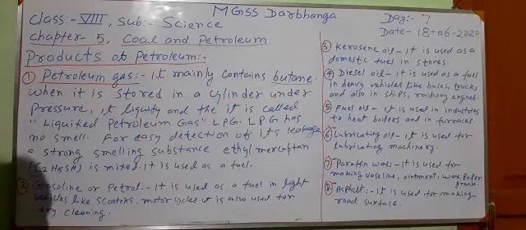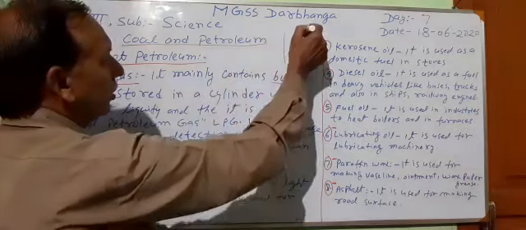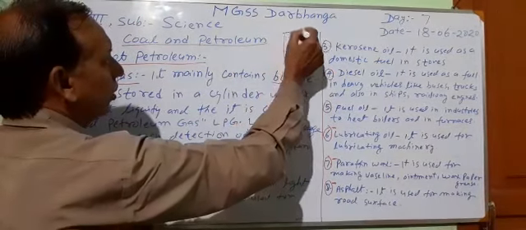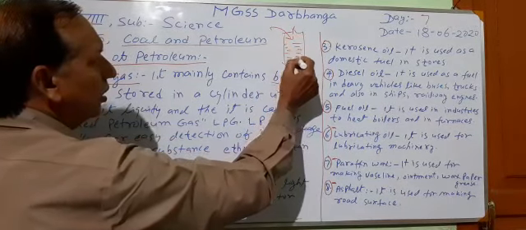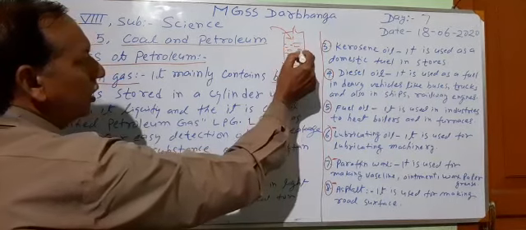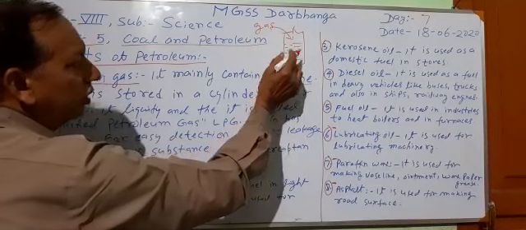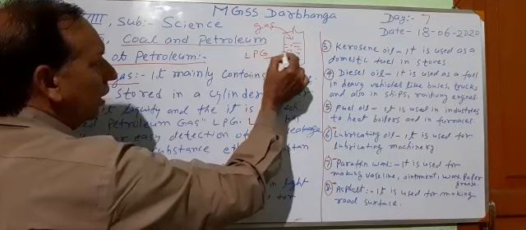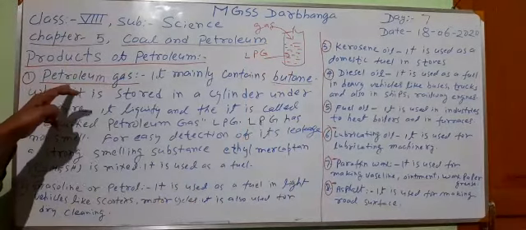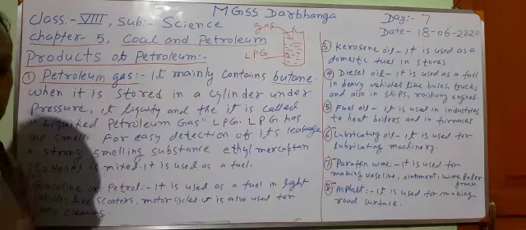When it is stored in a cylinder under pressure, then it liquefies and it is called liquefied petroleum gas. Suppose this is a cylinder and the petroleum gas is filled in it. When petroleum gas is filled in the cylinder under pressure, then due to increasing pressure, the gas changes into the form of liquid. This is known as liquefied petroleum gas, LPG. LPG is this petroleum gas which is obtained after the fractional distillation of petroleum.